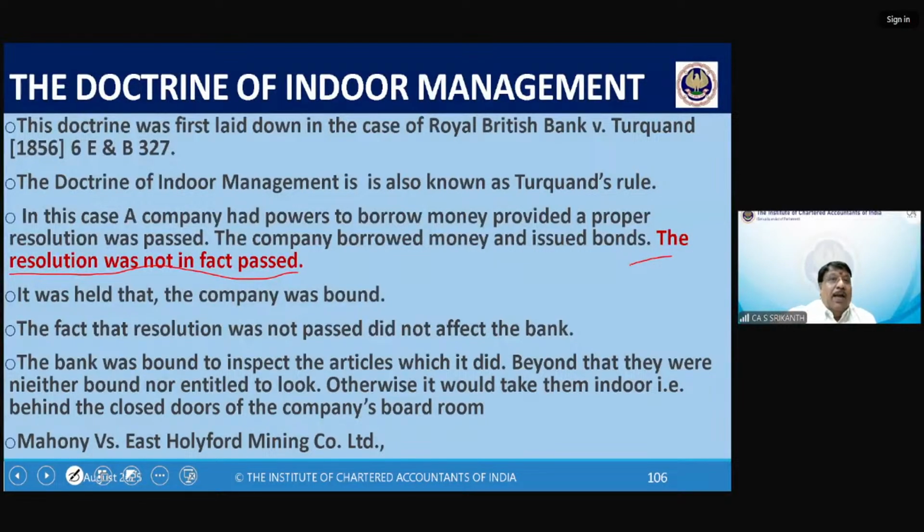See, what Royal British Bank would have done is go through the articles, which they can, and they have. And there they find a proper resolution has to be passed. Now, they will ask the company, have you passed the resolution? The company says, yes, we have. Maybe they will give a copy saying resolution. But the resolution was not in fact passed.